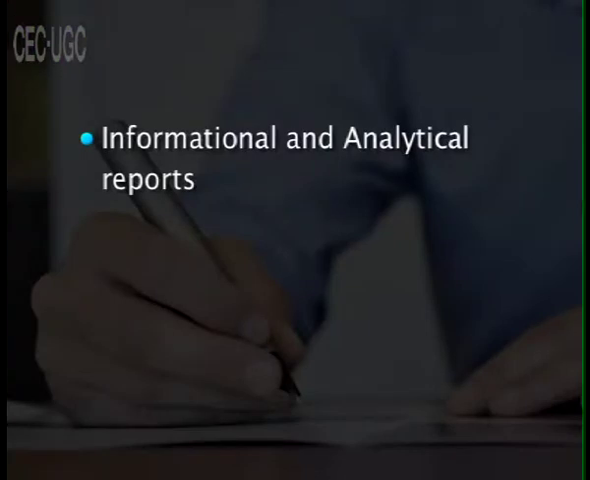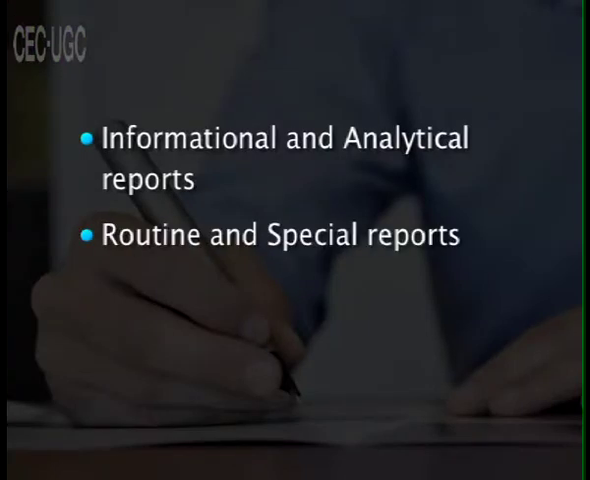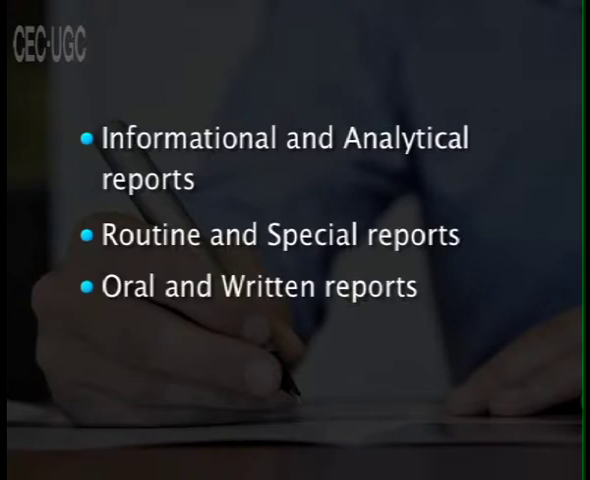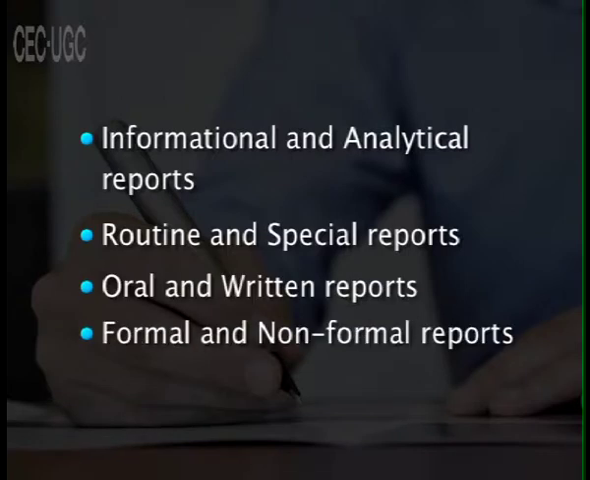How many types of reports are there? Is there any criteria for characterizing these reports into those types? Let us see. There are many types of reports. The most important of them are informational and analytical reports, routine and special reports, oral and written reports, formal and informal reports. All these types of reports are characterized based on a particular criterion. Let us study in the next topic how these reports are characterized.